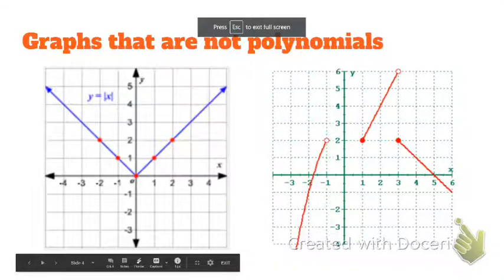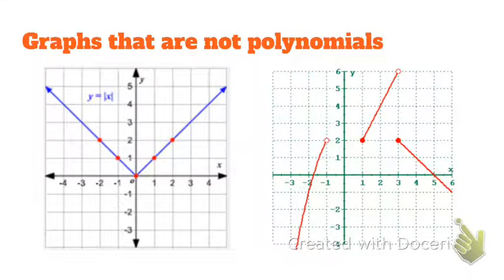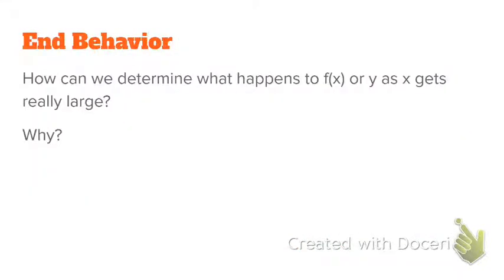turns. Okay, so here are some graphs that are not polynomials. Notice how on the left there's a sharp turn, a cusp if you will. That's an absolute value function, not a polynomial. And on the right you have a couple of discontinuities as well. So first let's look at end behavior. How can we determine what happens to f of x as x gets really large? And why does this happen?